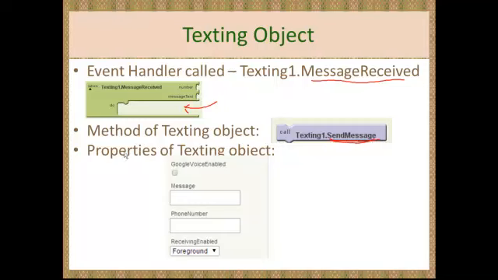Okay? And here are some of the properties of this texting object. So a texting object could have Google Voice enabled. A texting object has the message that you're going to text, and a texting object has a phone number. It looks like it also has receiving enabled.